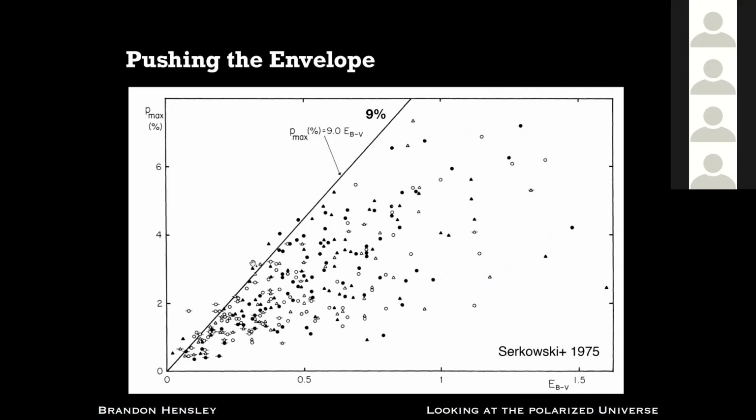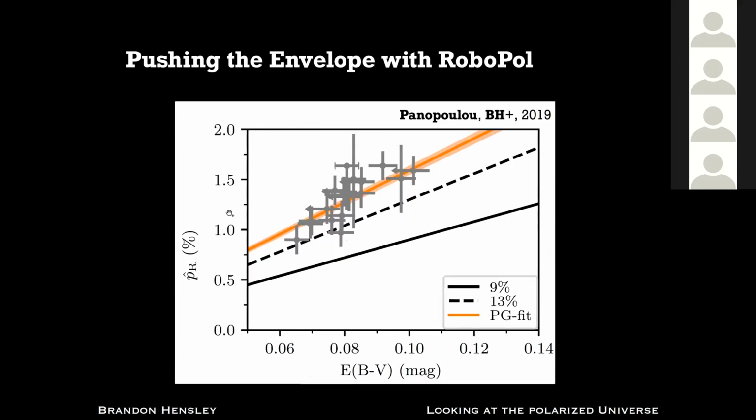But if we take those Planck results at face value, we would say that Serkowski has underestimated this envelope. And so to test this, what we did using RoboPol was saying, okay, well, we can go to one of these regions where Planck measured this 20% polarization fraction and asking, do we see stars that are polarized in excess of this 9% envelope? And so this is a paper with Gina and other RoboPol collaborators that we wrote in 2019. And indeed, we found that the stars were polarized well in excess of this classical 9% polarization per E(B-V) envelope that is kind of held since Serkowski 1975.